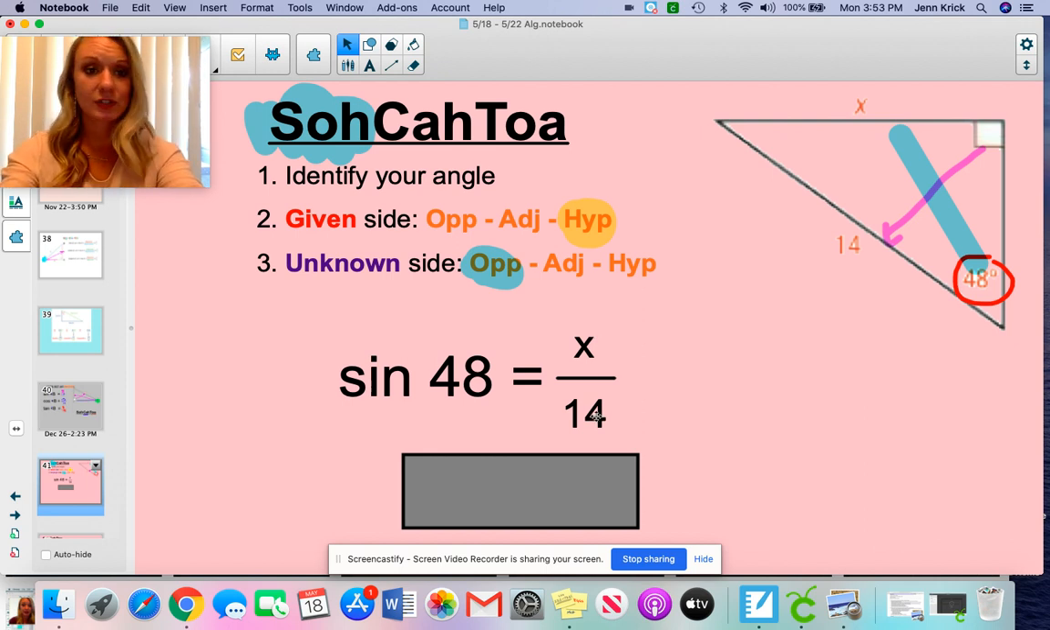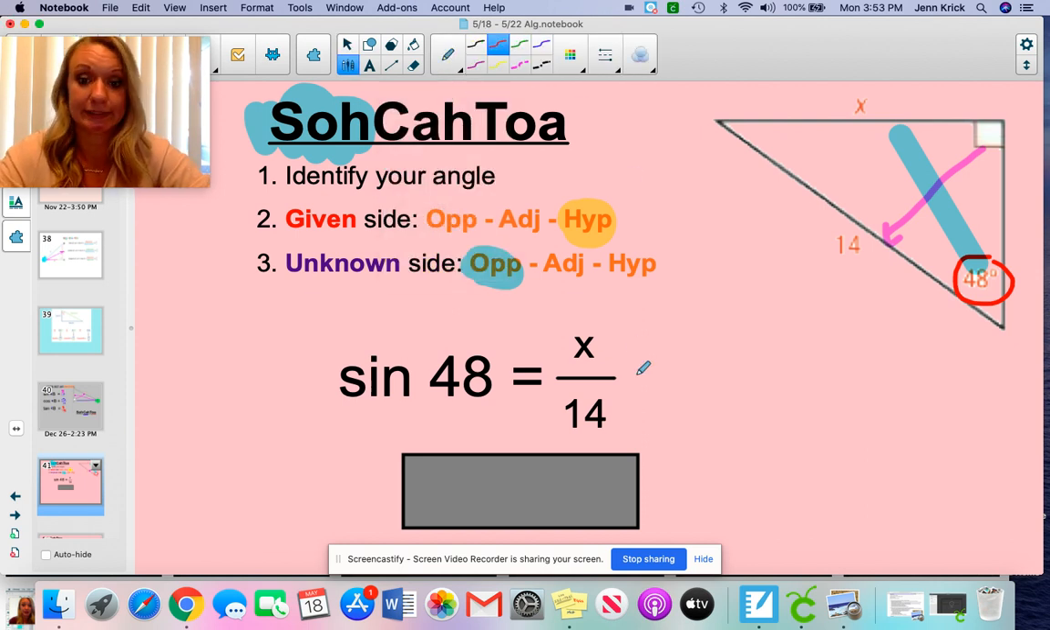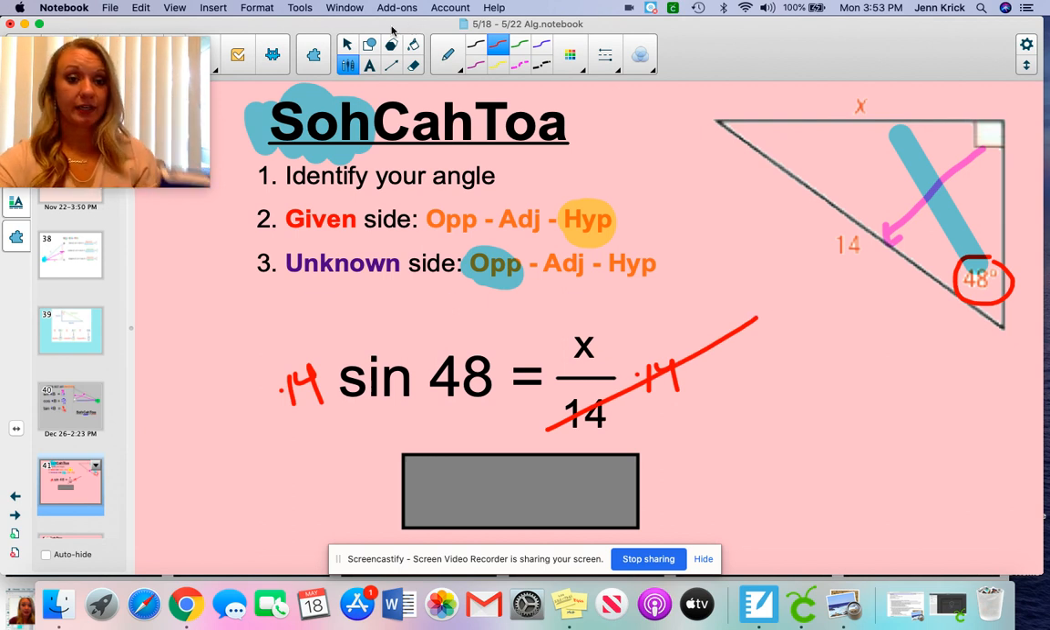Now, how do I solve for x? If I've got a denominator here and I need to get rid of it so that I can isolate x, how do you undo division? Tell me it's multiplication. So then I do times 14 over here and times 14 here, because when you do that, they cancel out. In your calculator, here's all that you need to type in. You're going to type in 14 times sine 48.